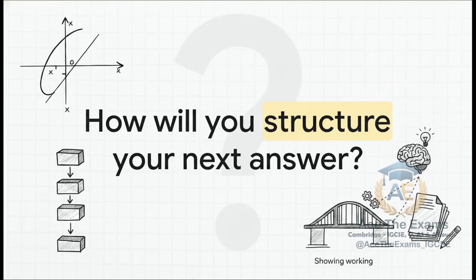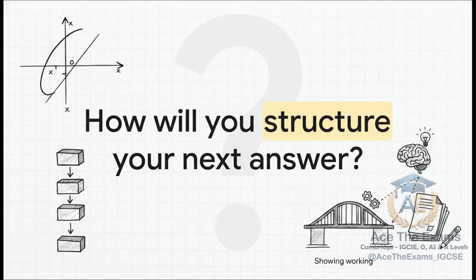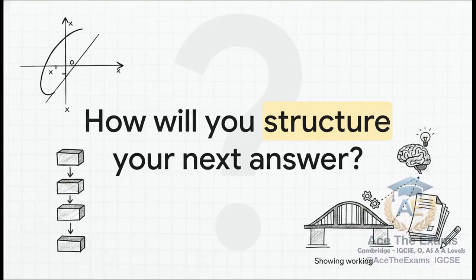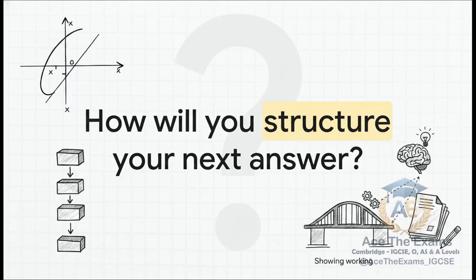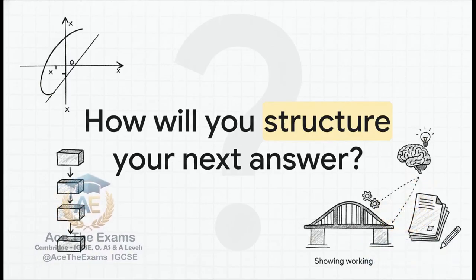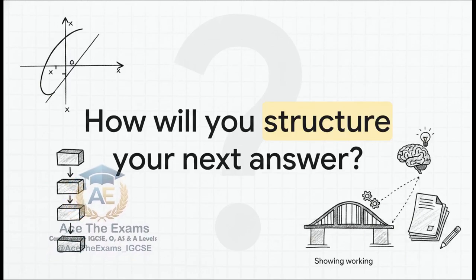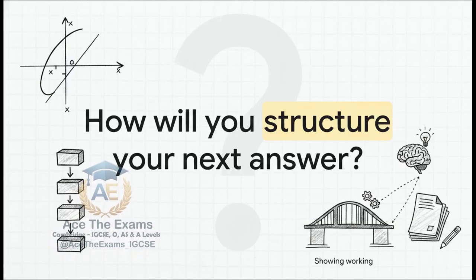I want to leave you with this final, crucial question. If method marks are the key to saving your grade, how will you structure your next quadratics answer? Remember, the 3 rules that guarantee top marks: command word decoding, Peel framework application, and your time management matrix. Process always beats just guessing the final number. Keep practicing those past papers, build that logical bridge, and show your working every single time.